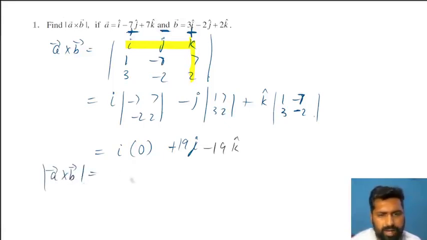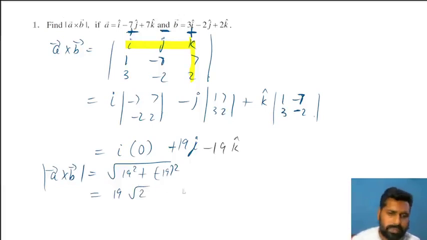Now you have to calculate the magnitude of it. So how do we calculate the magnitude? In order to calculate the magnitude, you do the square root of each component squared. So 0 square plus 19 square plus minus 19 square. I think 19 square is the same, so take 19 outside. 1 plus 1, root 2, so 19 root 2 is the magnitude of this.